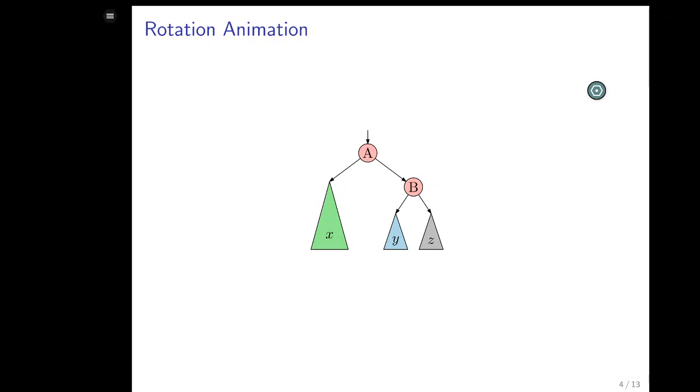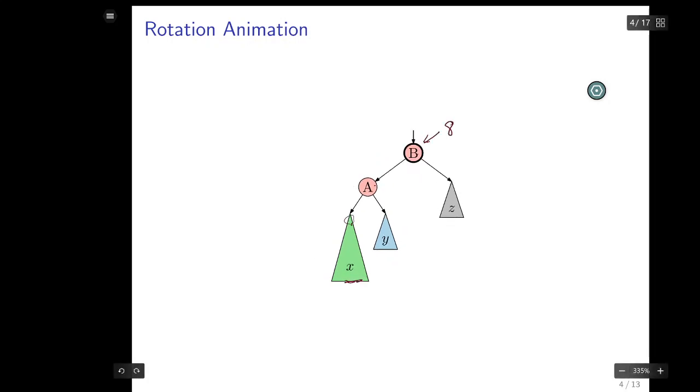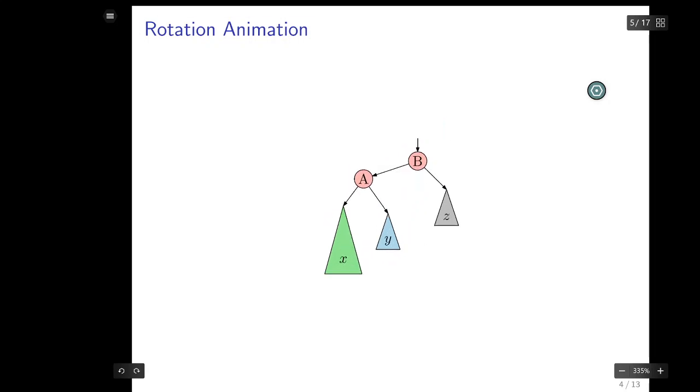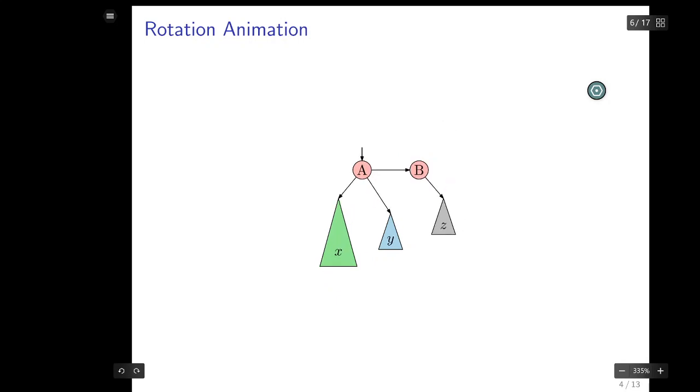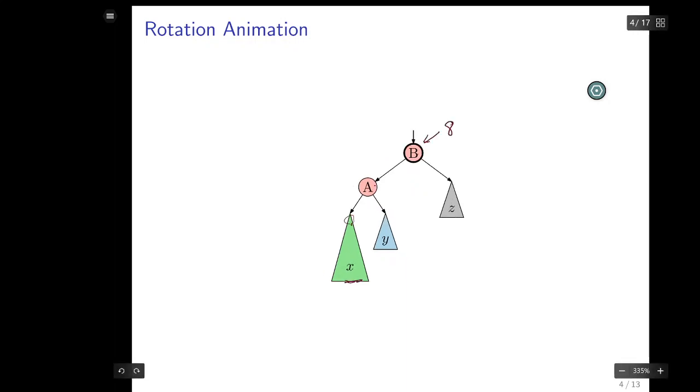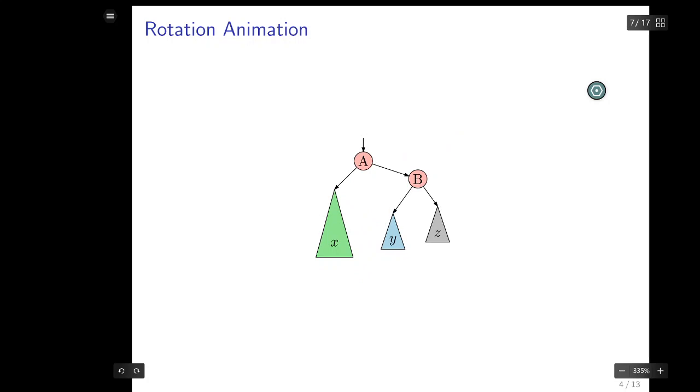Wow. Is that great or what? Okay, let's watch it again. That's why it's called a rotation. So what's happening is that it's just a picture, right? What really is happening is you're going from this tree to that tree.